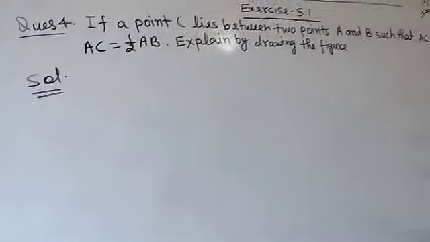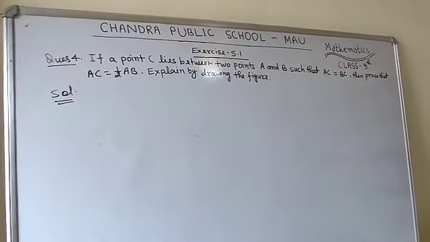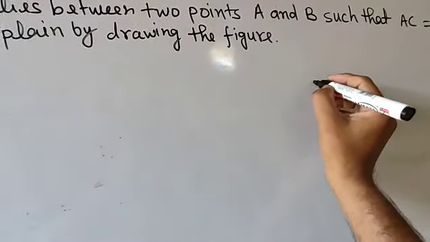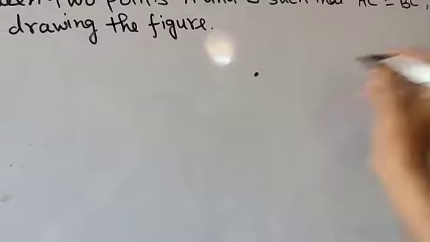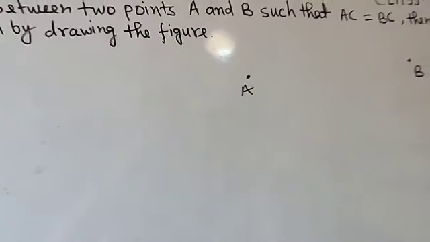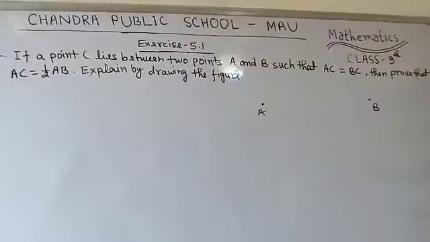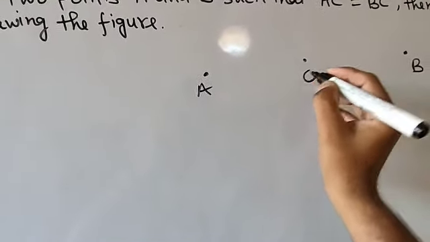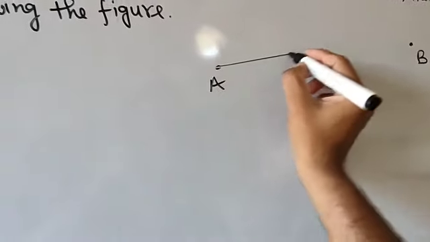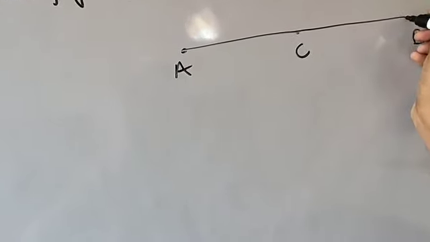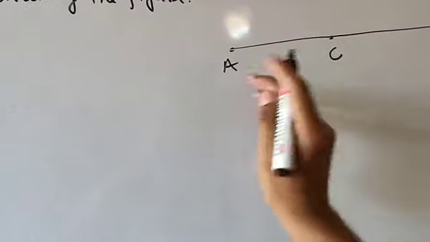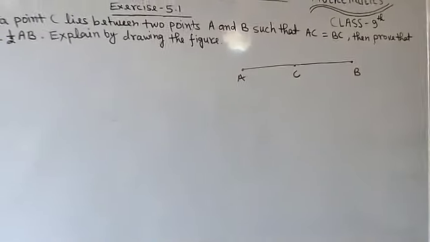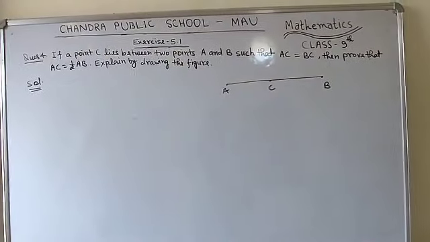First you need to explain the given situation by the figure. So according to the question, 2 points are there A and B. Suppose that here 2 points are there A and B. If a point C lies between 2 points A and B such that AC equal to BC, it is given that this point is existing in such a way. So it is the diagram according to the question. Then you need to prove that AC equal to half AB.